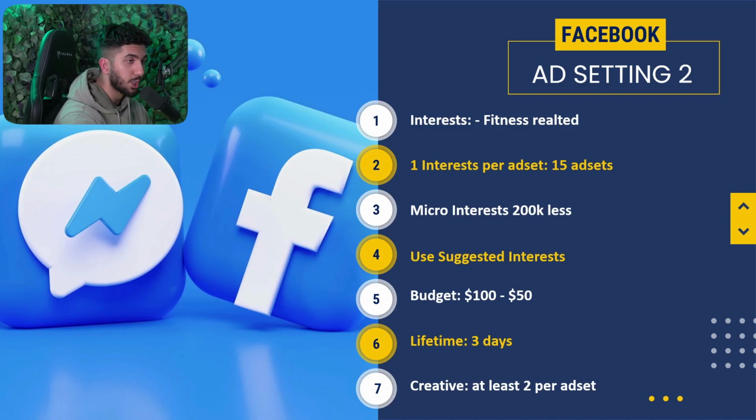So you need 1 interest per ad set, at least 10 to 15 ad sets, guys, in order to gather as much information as you can. So you need micro interest targeting for 200,000 or less. I recommend that, it always works for me.